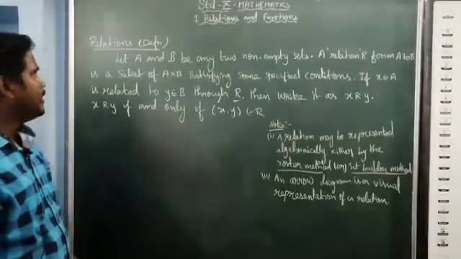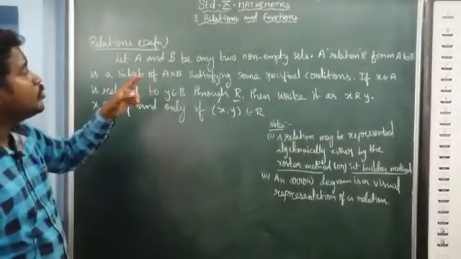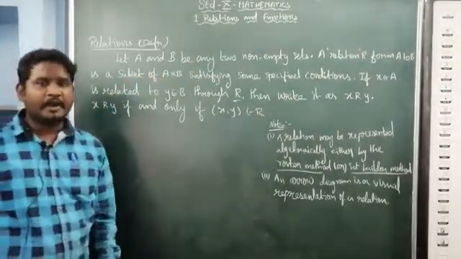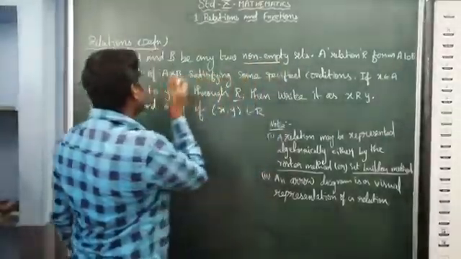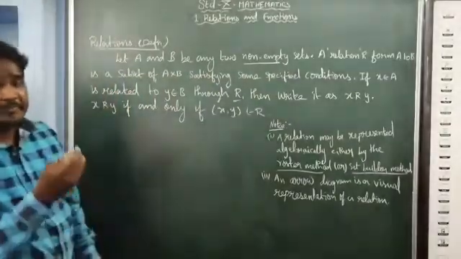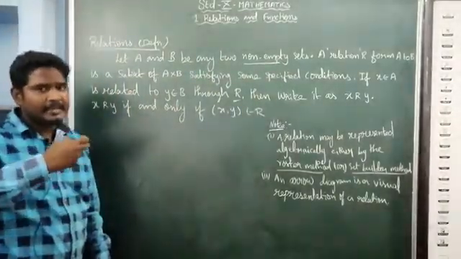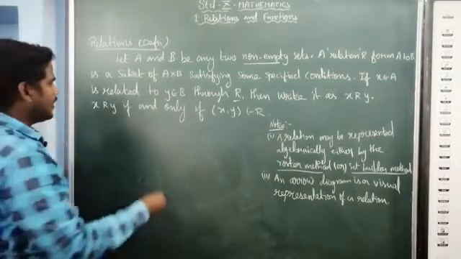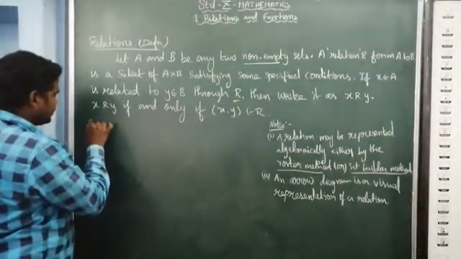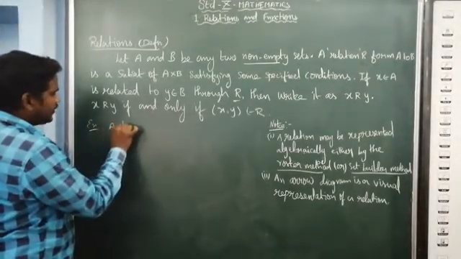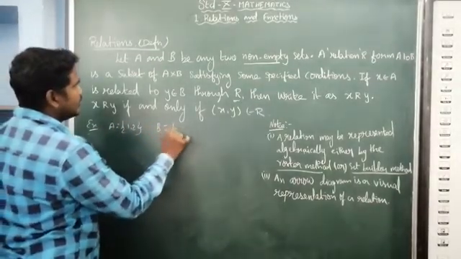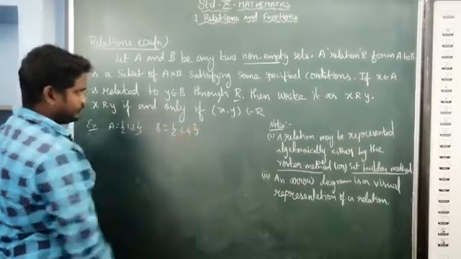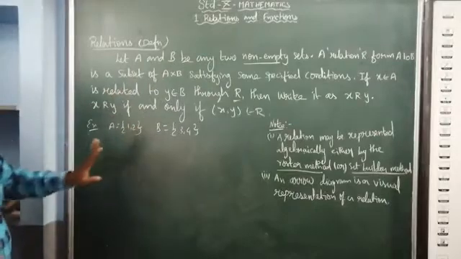I have to explain here that A and B are two non-empty sets. Non-empty set means that in set A itself and in set B itself, some elements are present. For example, in set A, I consider 1, 2. In set B, I consider 3, 4. Okay, this is the first condition.